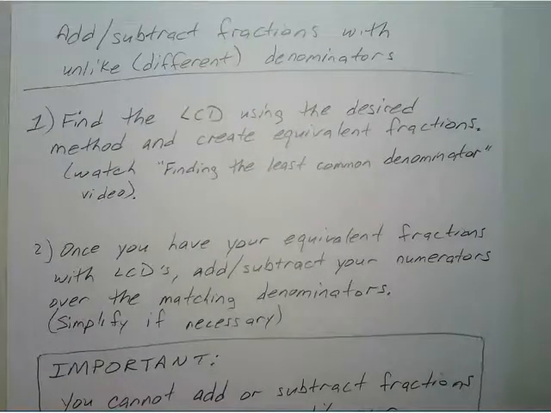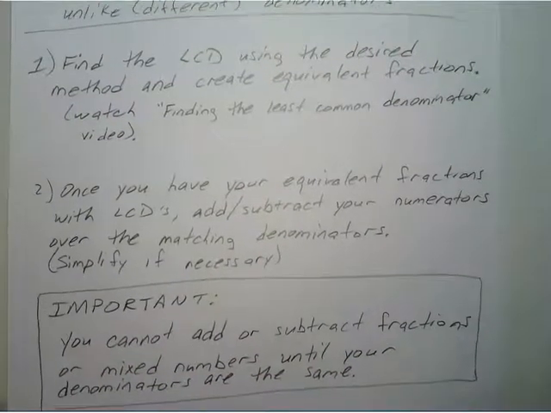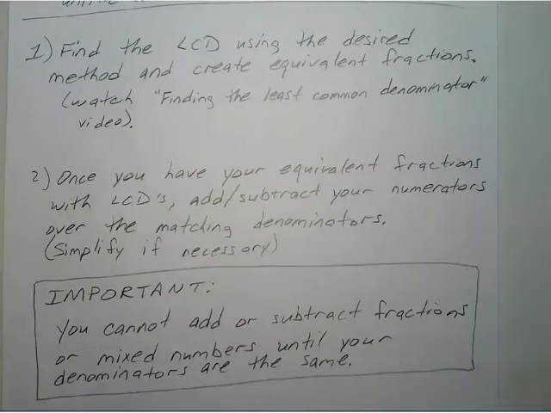Second, once you have your equivalent fractions from step one, you want to add or subtract your numerators over those matching denominators. And you're going to simplify that if necessary.